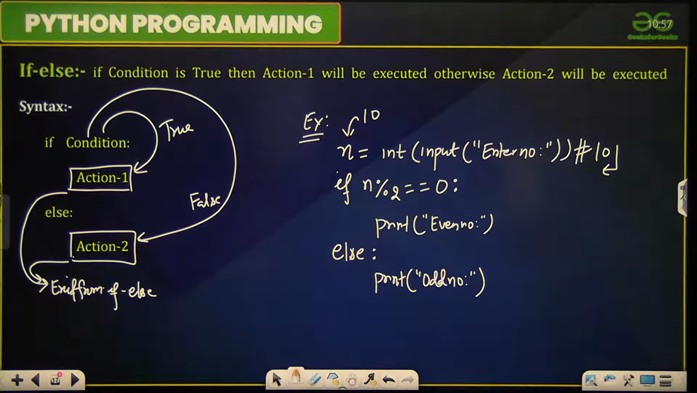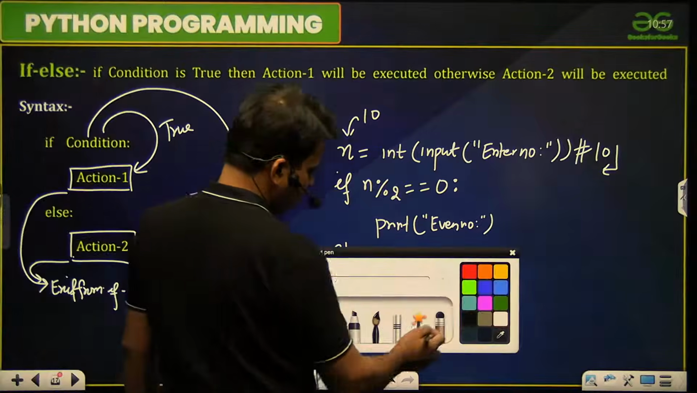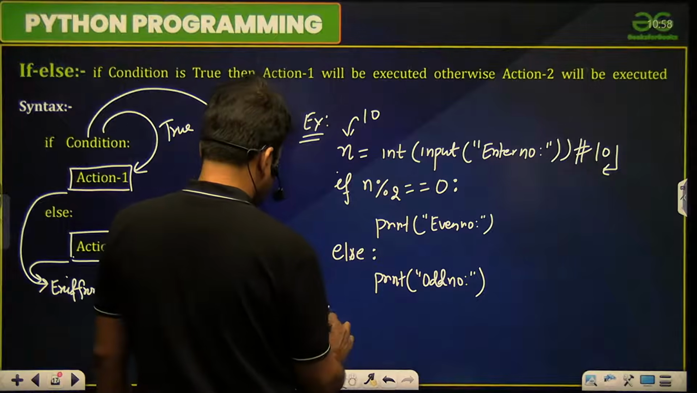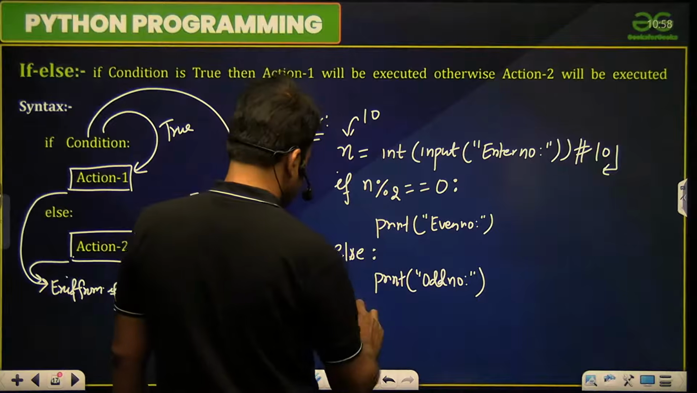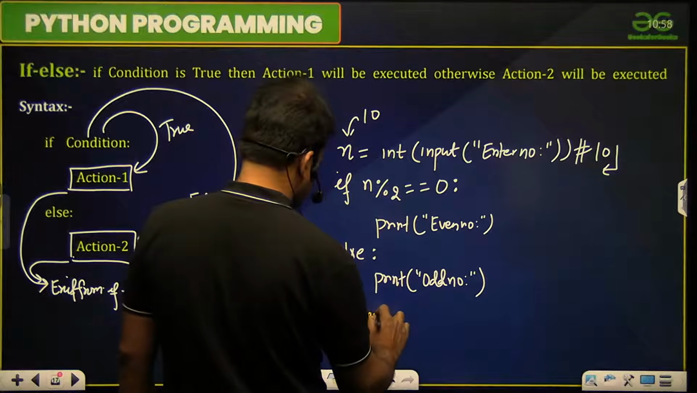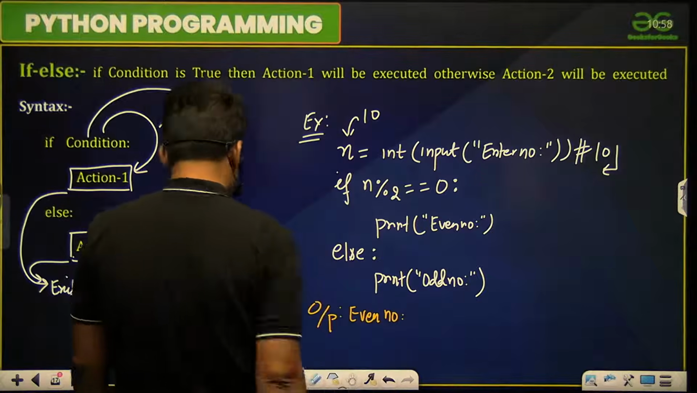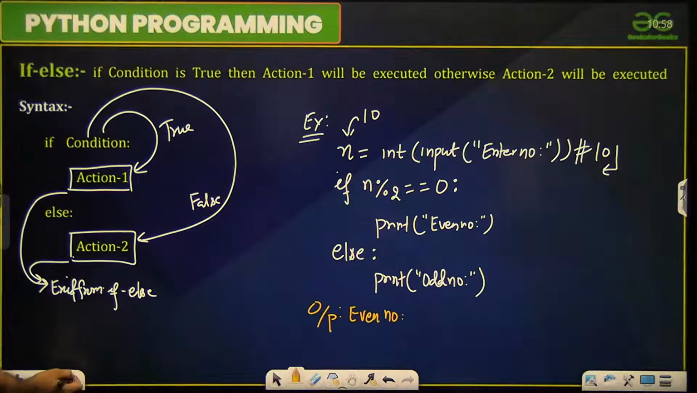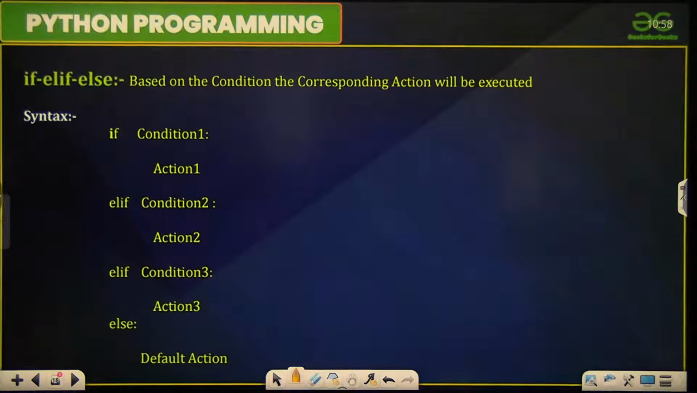So this is if else. What is the output of this? Even number. The output is displayed because this condition is true. All right. Now next is if elif else.